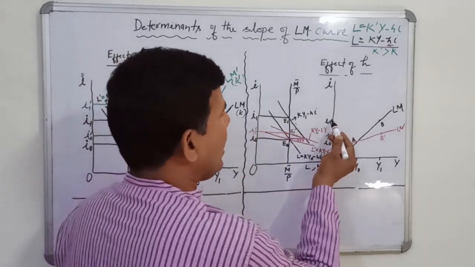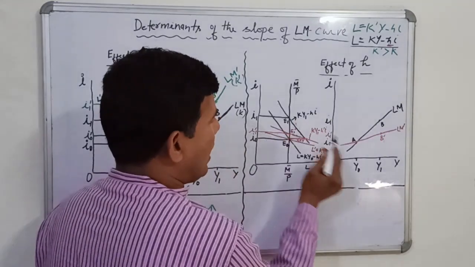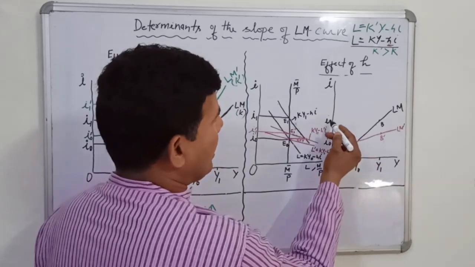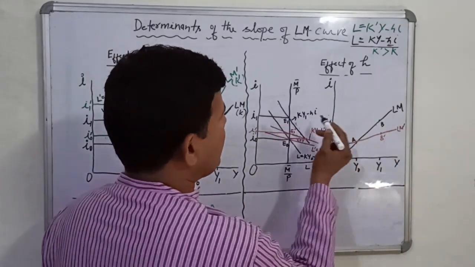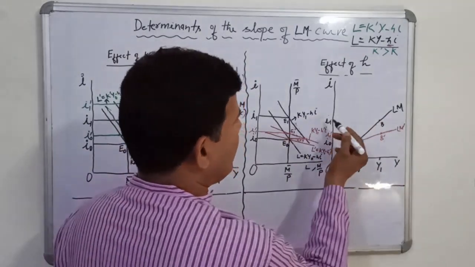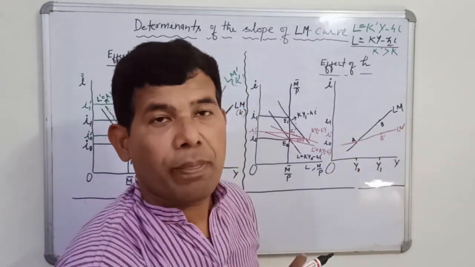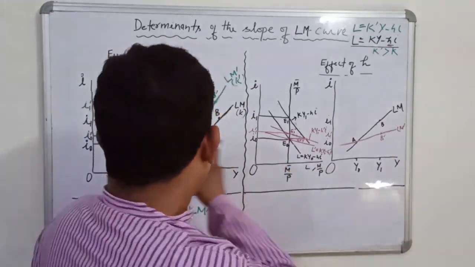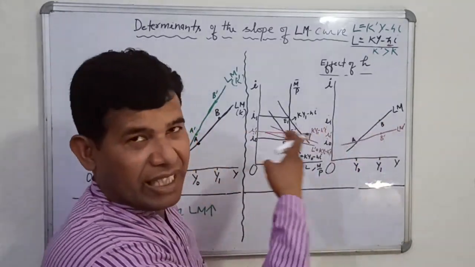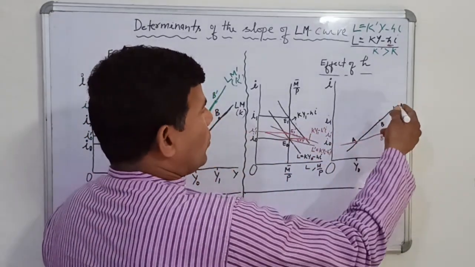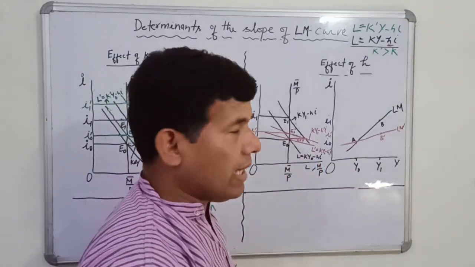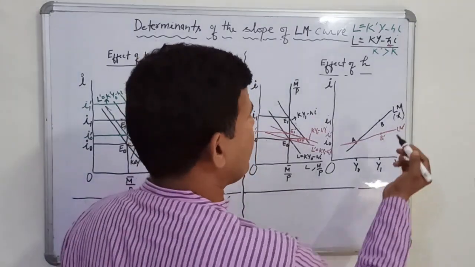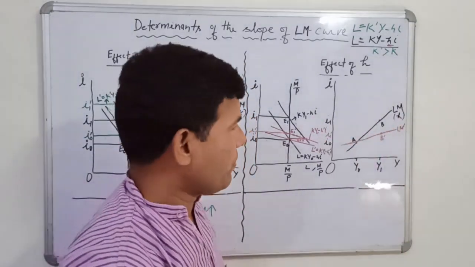This I1 interest rate is associated with which level of income? Y1, right? So here in this diagram you have Y1. So this Y1 is associated with I1 such that the money market is in equilibrium, and that combination of Y1 and I1 is represented by point B. When we join A and B, we get the LM curve, right? You could see this is the third LM curve we are deriving in this diagram. So this is your LM curve corresponding to the value of sensitivity of money demand to change in interest rate, which is H.